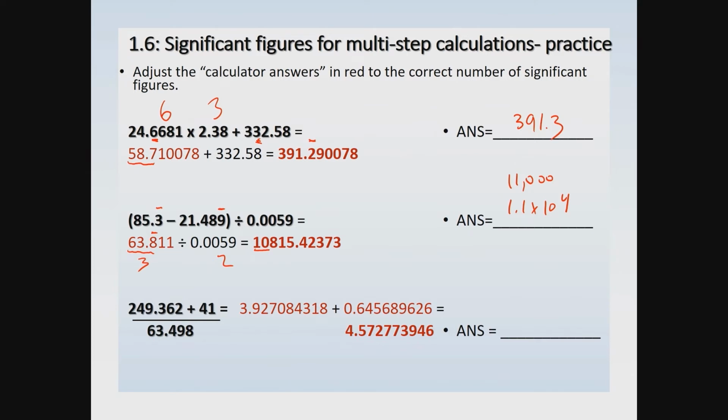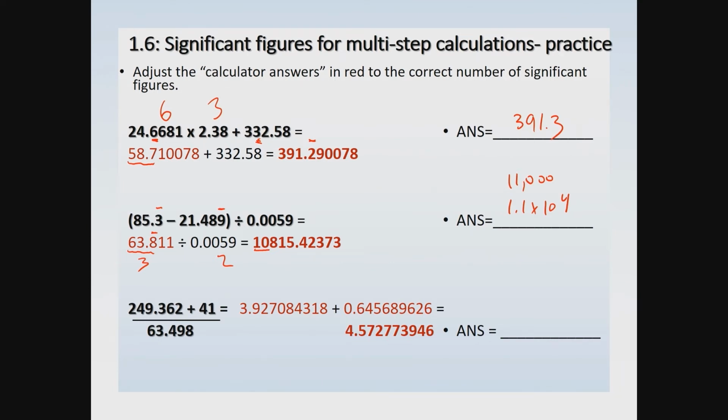And what you really have to do first is any divisions that you need to do before you do the addition. So you have 2 numbers and you're dividing by a number in the denominator. The first thing you need to do is to divide each number in the numerator by that number in the denominator, which I have done. So 249.362 divided by 63.498 is that first number in red, 3.92708, etc. And then 41 divided by 63.498 is that next number there.